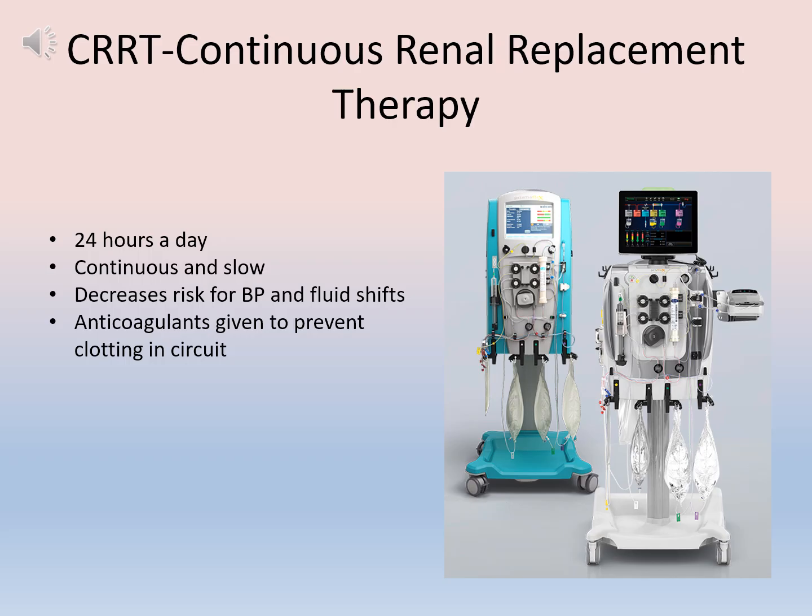CRRT is continuous, meaning it's a dialysis that runs for 24 hours a day. It's a low and slow dialysis so that it decreases the risk for blood pressure and fluid shifts. Oftentimes they don't have a lot of fluid that comes off like in our hemodialysis. Sometimes we can have patients who have 3 to 4 liters of fluid taken off, and that causes quite a big shift in their fluid and electrolytes or their blood pressure. With CRRT, it's low and slow. So they're having small amounts taken off, continuously 24 hours a day.